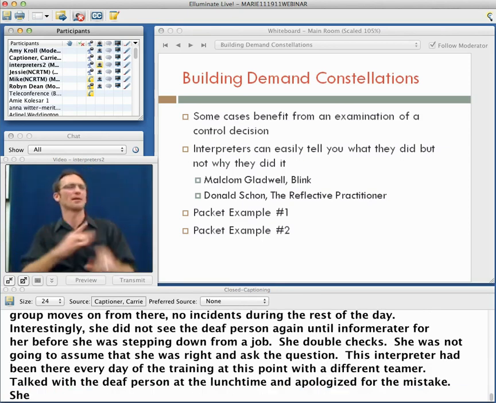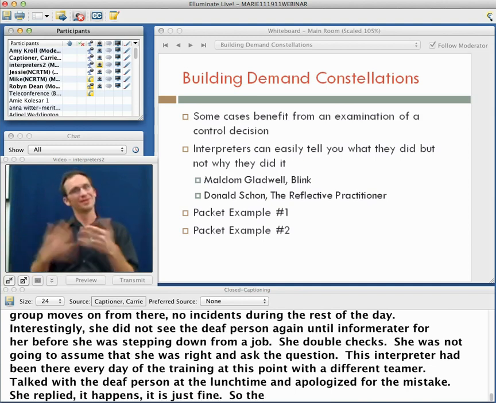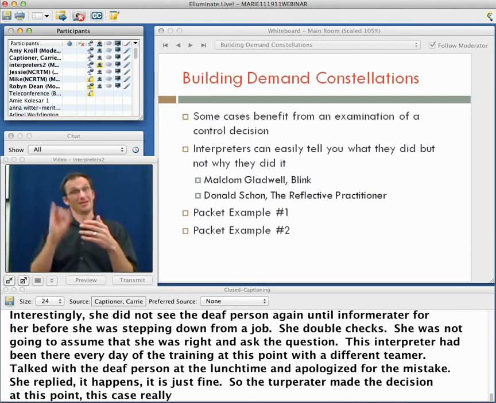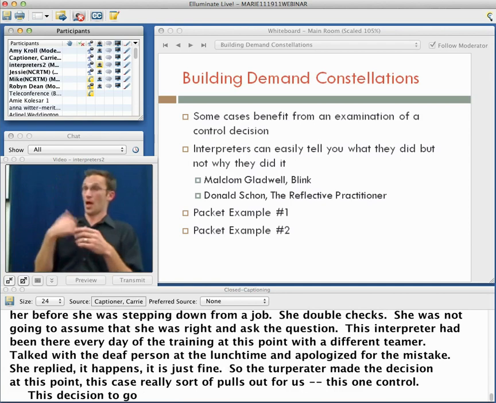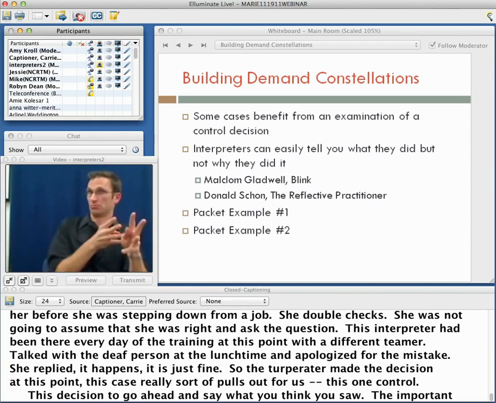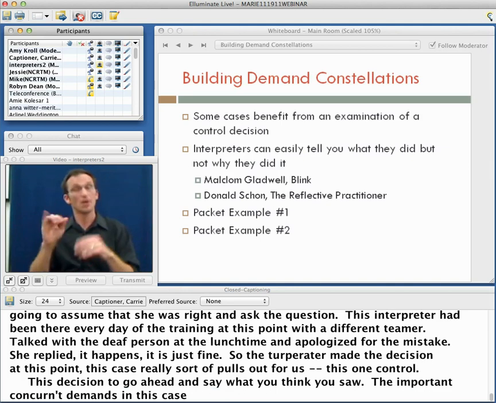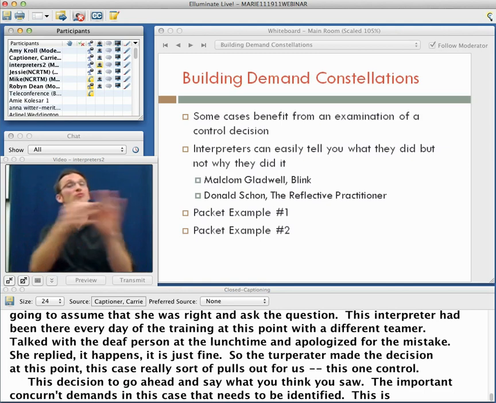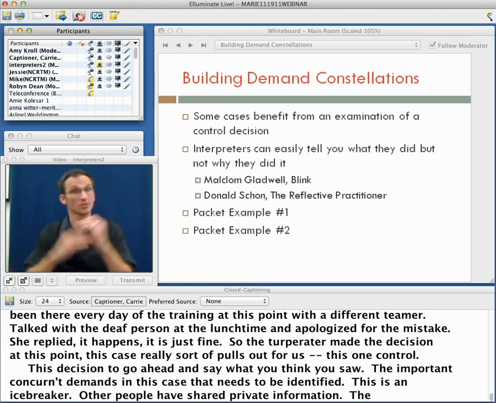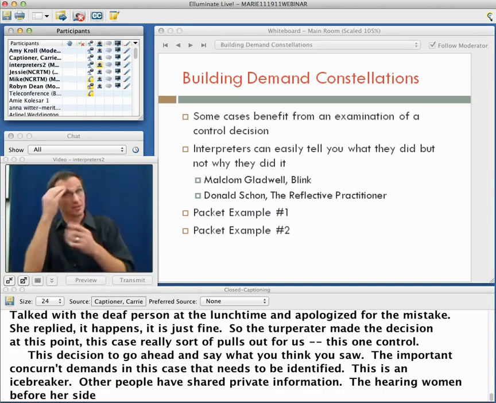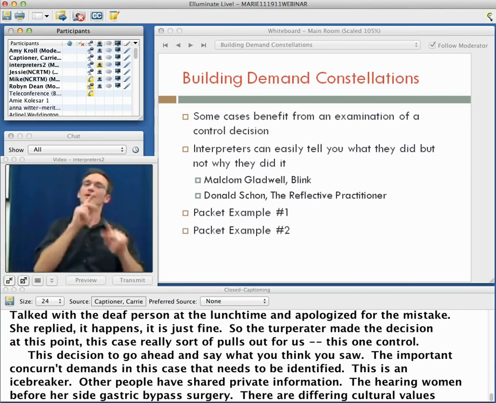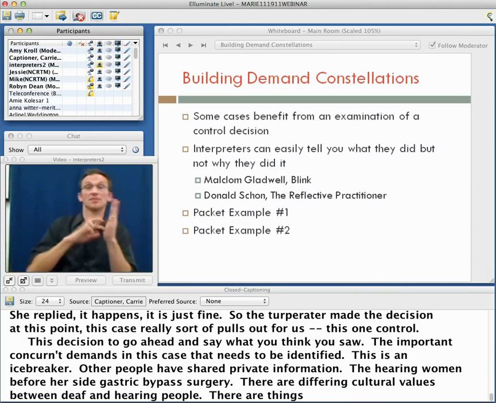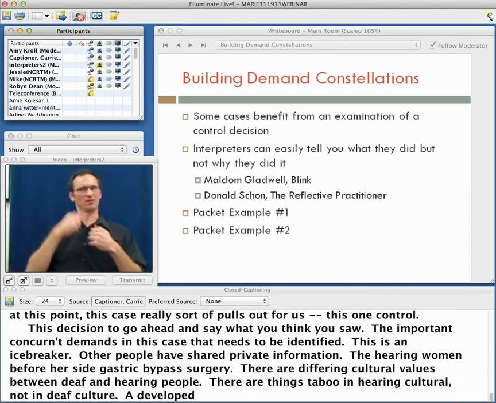So the interpreter made the decision in this point that this case really sort of pulls out for us, this one control, this decision to go ahead and say what you think you saw. The important concurrent demands in this case that need to be identified are that this is an icebreaker, that other people have shared private information. The hearing woman before her said gastric bypass surgery, correct? That there are differing cultural values on information sharing between deaf people and hearing people. Right? There are things that are taboo in hearing culture that may not be taboo in deaf culture. And there has been a developed relationship or a rapport over the 2 days.